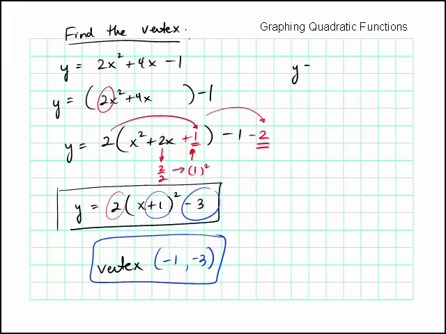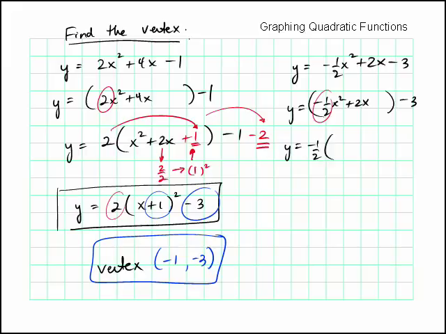Find the vertex. y equals negative 1/2 x squared plus 2x minus 3. Okay, so once again, the first thing I do is move the number on the end out of the way, so that minus 3 goes out there. I need a 1 here, so I'm going to have to factor out a negative 1/2. I don't have a choice. Factor out negative 1/2. So that'll be x squared here.